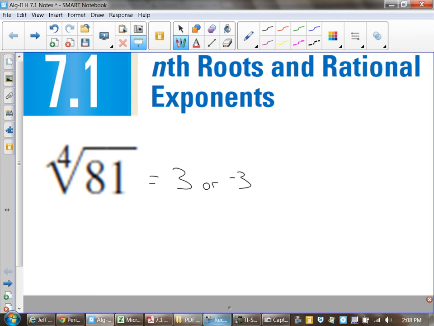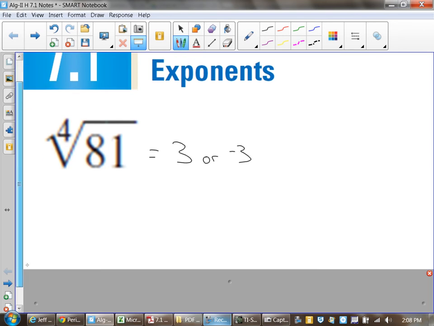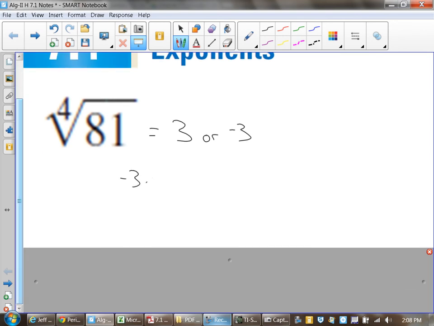Now, people have been freaking out about this, asking why is it negative 3? Take a look at how this breaks down. Negative 3 times negative 3 is how much? It's 9. Negative 3 times negative 3 is 9 again. 9 times 9 is how much? 81. That's how that works.